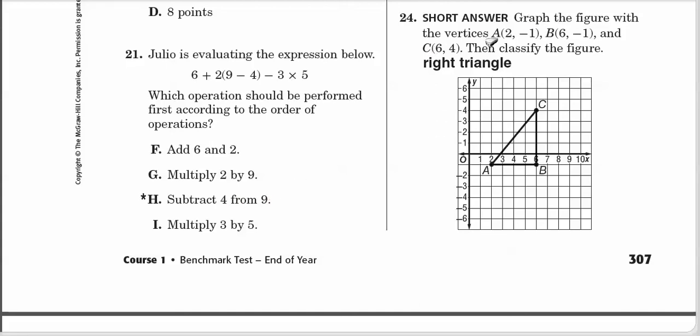Over here, graph the figure with the vertices and then classify it. If you look at this one, we're starting at 2 and going down 1. Remember, you travel along the x-axis before you go up or down. So 2, negative 1 is here. Go to 6 and go down 1. We're going to go 6 to the right and up 4. So 6 to the right and up 4.